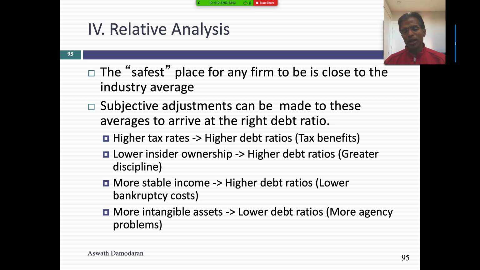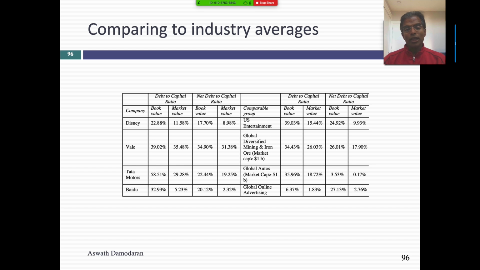Shouldn't their debt ratio be higher than the average? So I'm going to argue for a more finessed approach where I look at the industry, at the other companies in the sector, but rather than go to the average, I go to a number that reflects my difference as a company. So let's see what the industry averages look like for my companies.